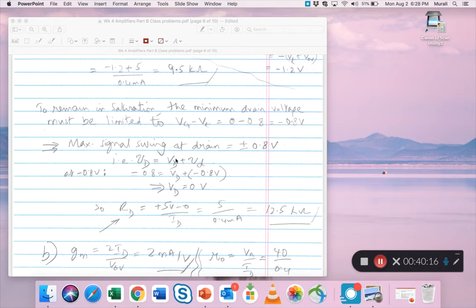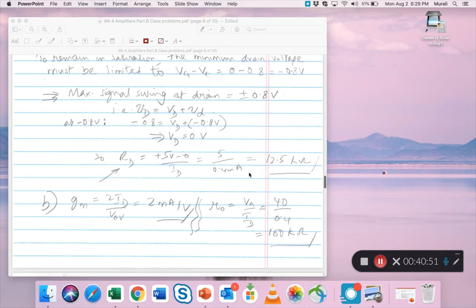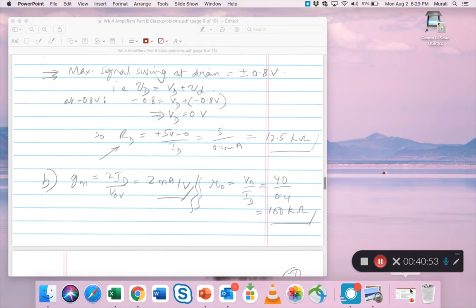So maximum signal at the drain is plus or minus 0.8. That means Vd equals the bias plus the signal. At minus 0.8, you can write it like this. So Vd is 0, right? The drain voltage has to be 0. So Rd then is Vd by Id, which is 12.5 kilo ohms. Okay. So all that was part A.